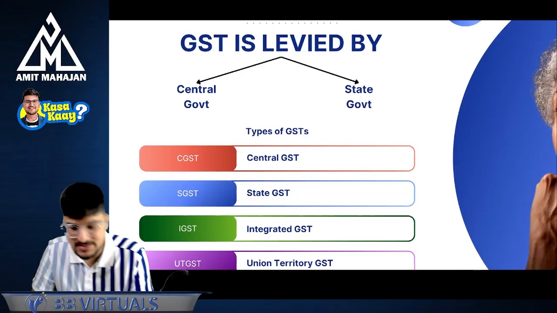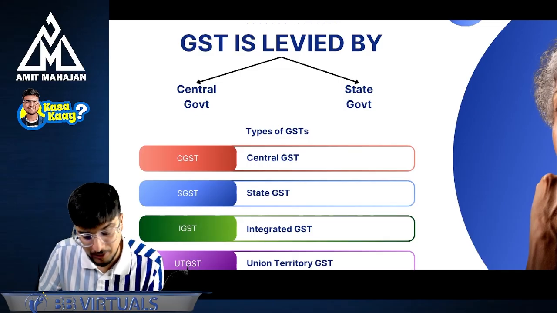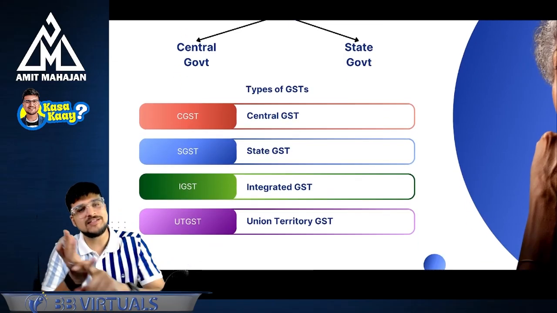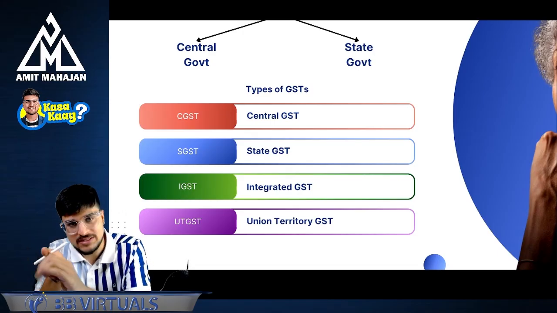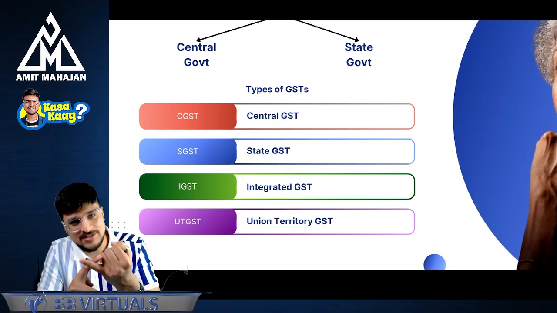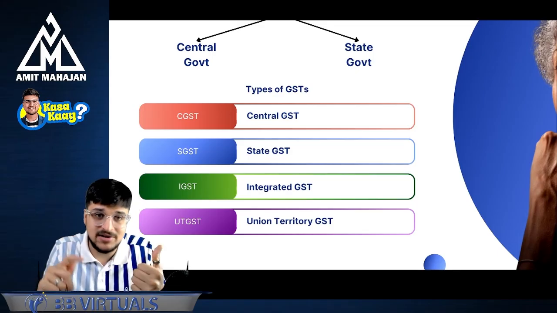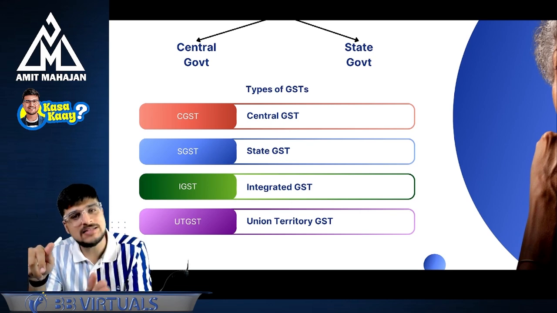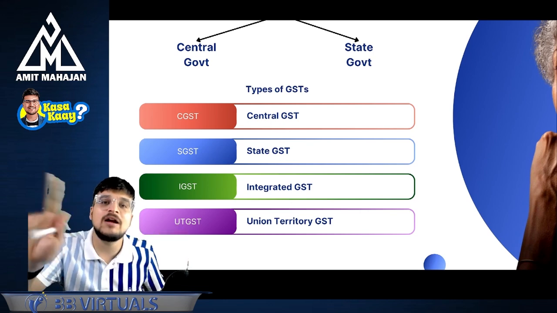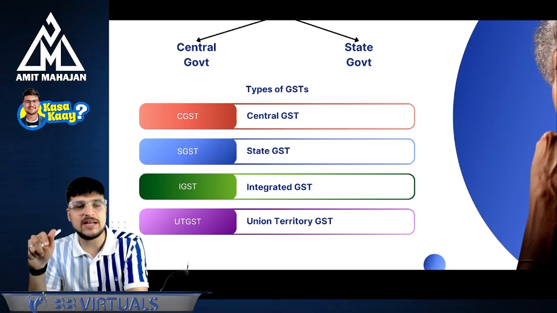GST is levied by whom? GST is levied by the central government, and GST is levied by the state government, of course. What are the types of GST? CGST, that is central GST, SGST, IGST, and UTGST. What is the full form of CGST? Central GST. What is the full form of SGST? State GST. IGST means integrated GST, not international GST. And UTGST is Union Territory GST.